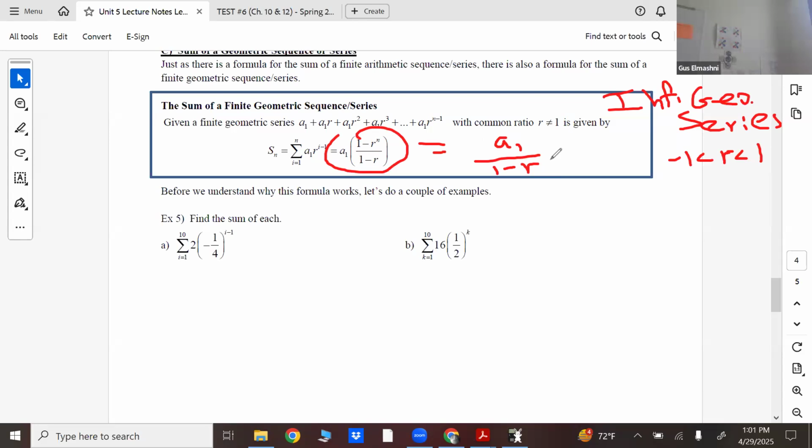Right? If you think about it, if R is a tiny fraction, and you raise it to a large exponent, what happens to that fraction? 0. It just goes away. We're stuck with A1 over 1 minus R. So that's how that formula also comes about too. So a lot of logic happening here.